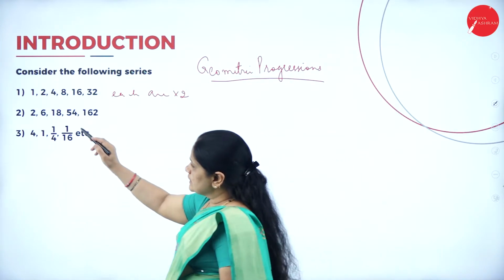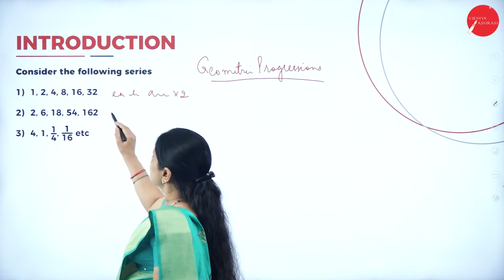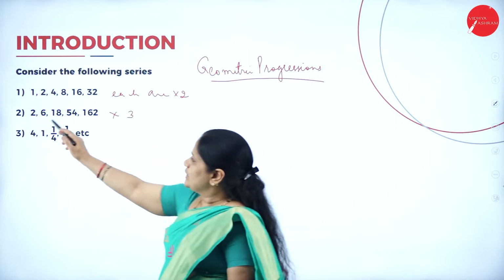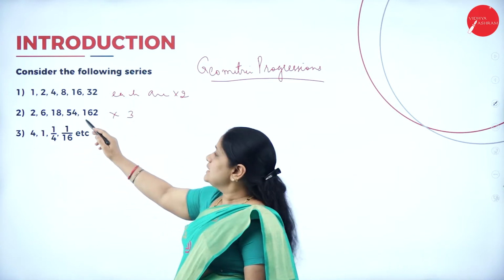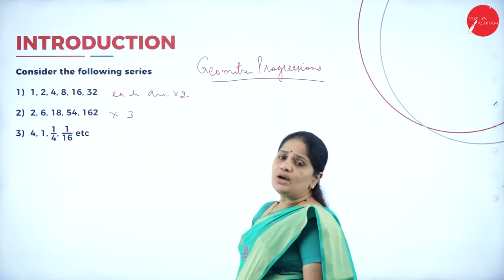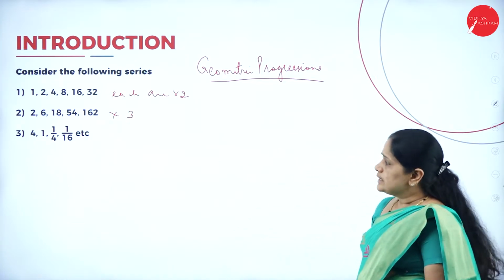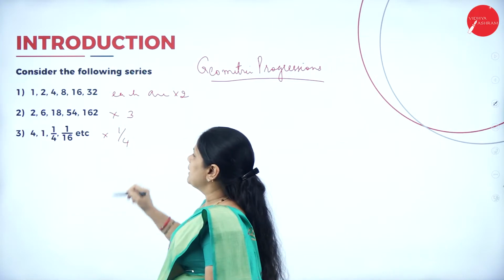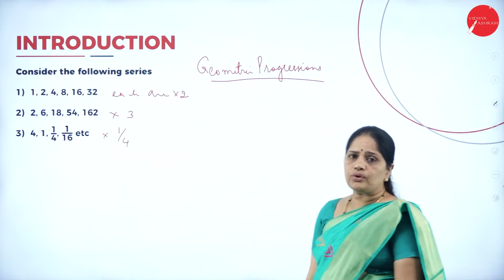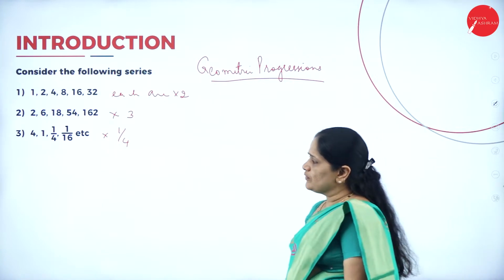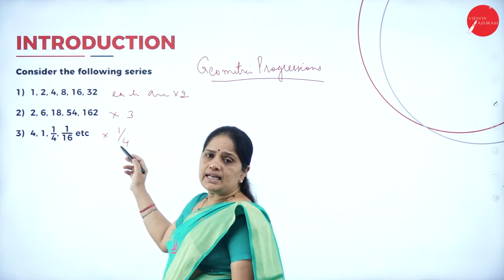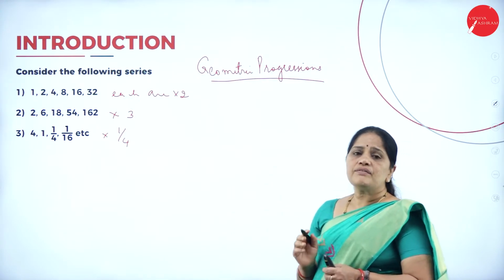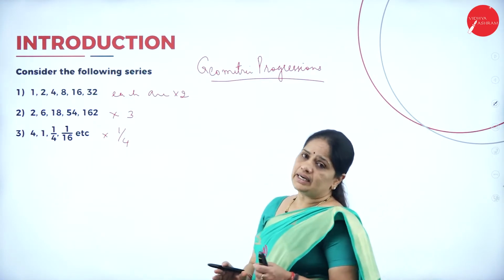Now consider this term here. Each of them is multiplied by 3. So 2 into 3 is 6, 6 3s are 18, 18 3s are 54, 54 into 3 is 162. Then if you can see here, each of them is multiplied by 1 by 4. So when you multiply each of these terms, we get the next term.